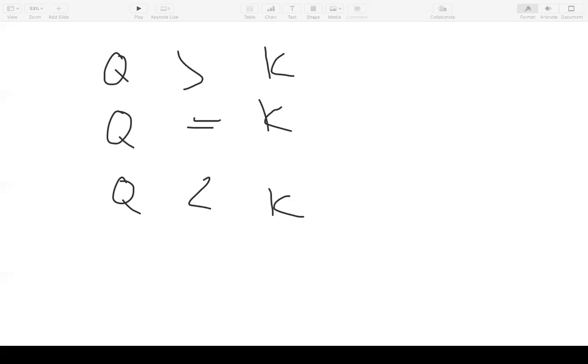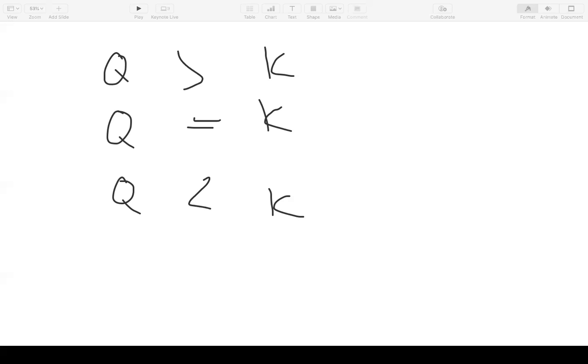Let's jump to the next chapter. So now we're dealing with Q versus K. I'll write Q, Q, Q, K, K, K. We'll do greater than, equal to, less than.